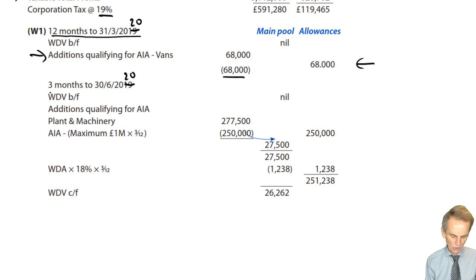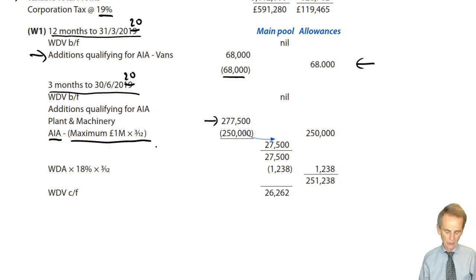It gets somewhat more interesting in the short period, the 3 months to June 20, where additions qualifying for AIA amounted to 277,500, but we know that we must limit our AIA to a maximum 3/12 of that 1 million, as it is a 3-month accounting period. That is 250,000 that immediately goes into the allowances column. That leaves a balance of 27,500.